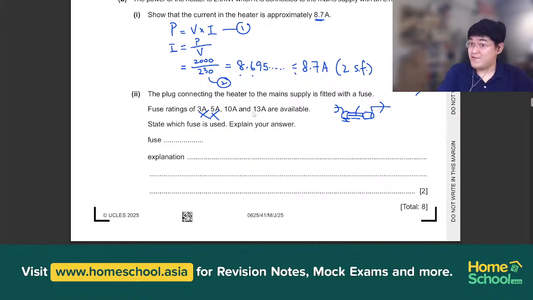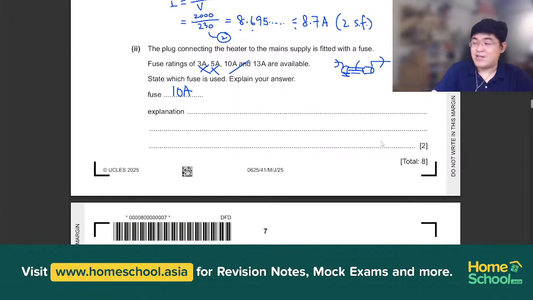10 and 13 are usable. But here's the thing: if you want to use the 13 ampere fuse, it is still possible, but there's a chance that if a current goes beyond 10 amperes, it can damage your heater. So to be very safe, we use the 10 amperes. All right, let's use the 10 ampere fuse. So why do we use the 10 ampere fuse?